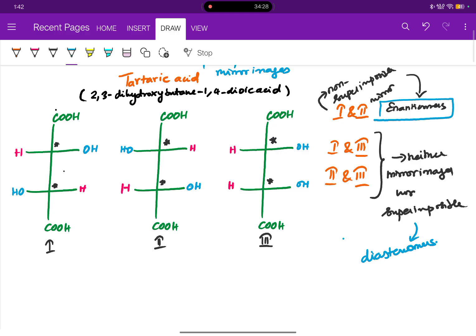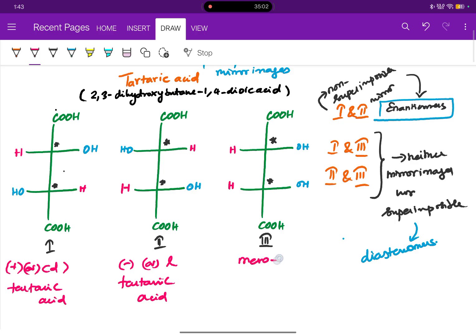So very clear, 1 and 2 are optically active. Correct? So they both are optically active. Let me write a name. If I write this as plus tartaric acid, then that's minus. Or if you want, D tartaric acid, and this is minus or L tartaric acid. The last one is called mesotartaric acid. What is the problem?